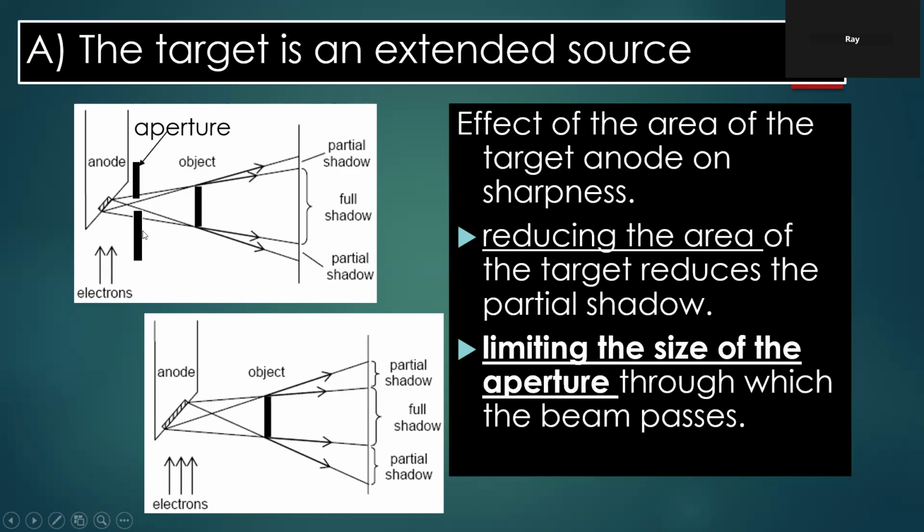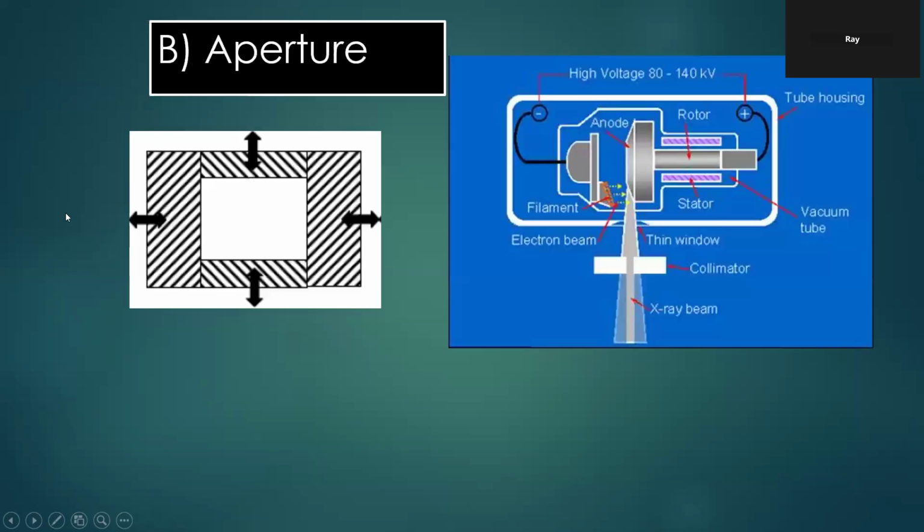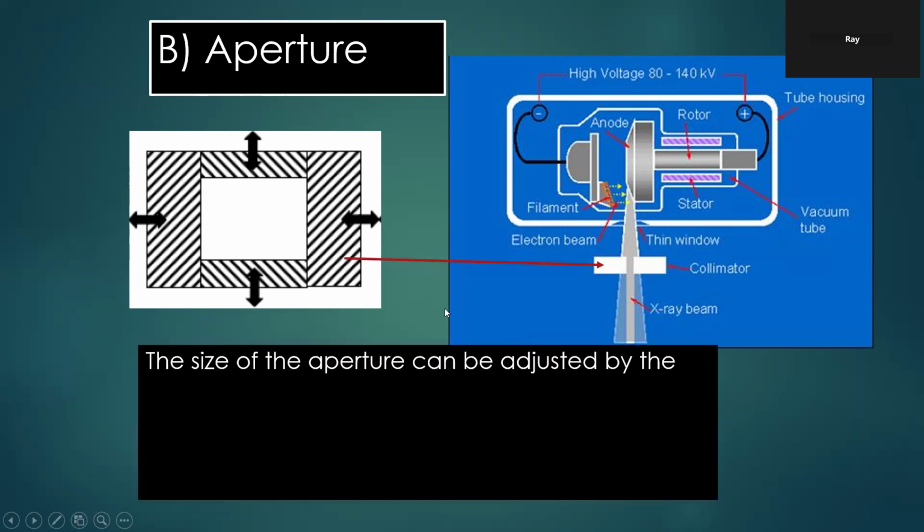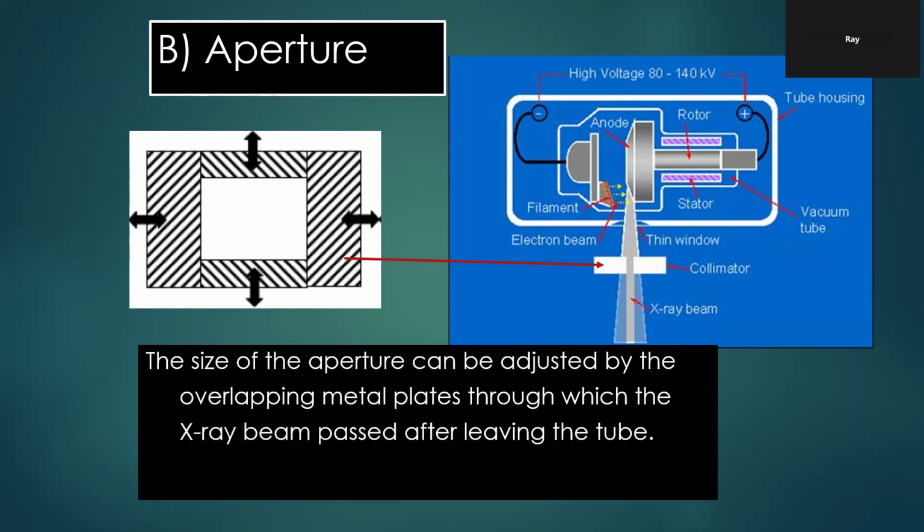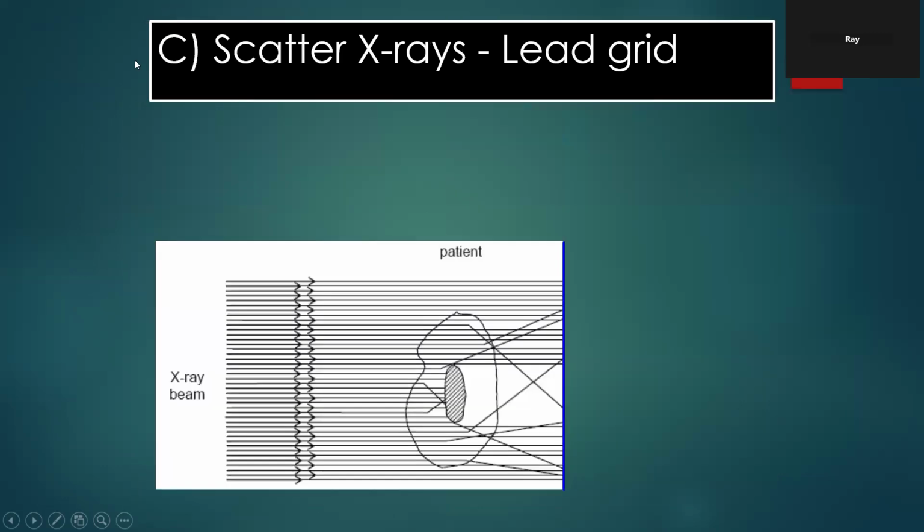These are metal collimators. This is the aperture. This is a collimator. That's a collimator. Overlapping plates. Size of aperture can be adjusted by overlapping metal plates through which X-ray passes after leaving the tube. All this is for info.